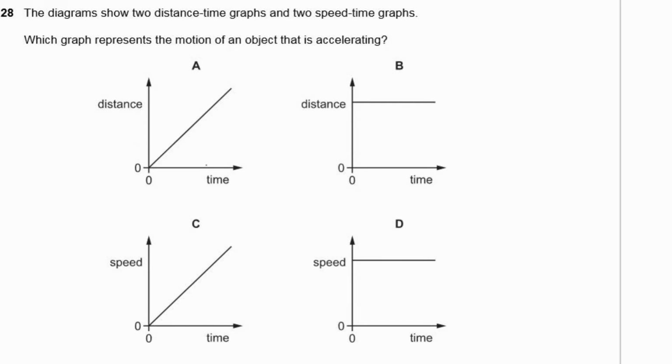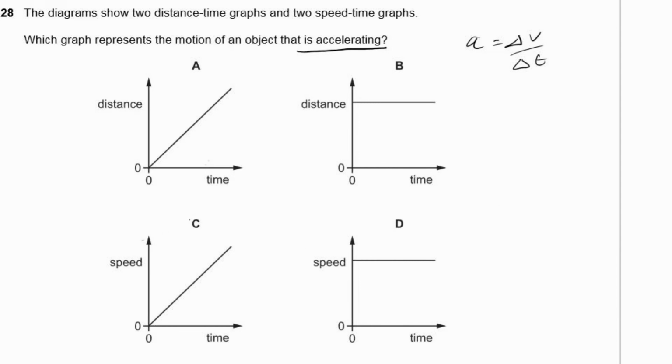All right, let's have a look at that. So we're looking for an object that's accelerating. Now acceleration is change in speed over change in time, technically change in velocity over change in time. But when we're dealing with a speed time graph, we can pretty often use it interchangeably. So acceleration, we get change in speed divided by change in time. So what we're looking for is a situation where the speed is changing.